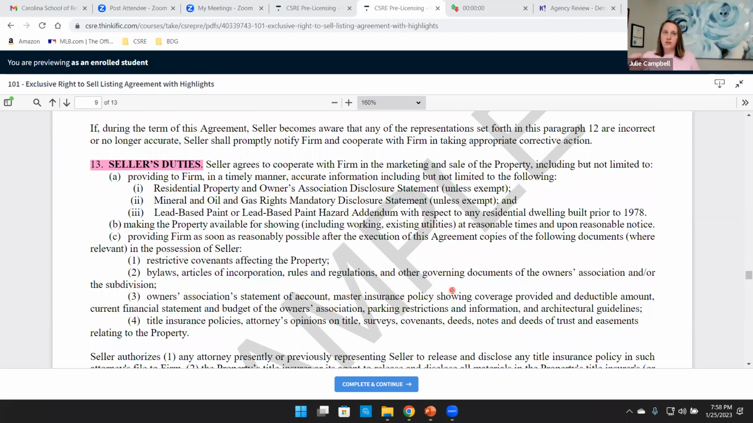And then here are the seller's duties to the firm. So we talked about the firm's duties to the seller. Now we've got the seller's duties to the firm. The biggest duty that the seller owes the firm, other than commission, is to cooperate with the firm in the marketing and the sale of the property. The seller has a couple of disclosures that they need to provide, which we will talk about. Residential property disclosure, we're getting there. The mineral and oil and gas rights, we're talking about that. Lead-based paint addendum, if it was built prior to what year?